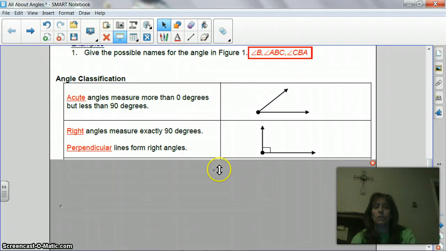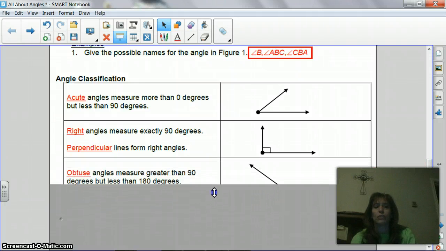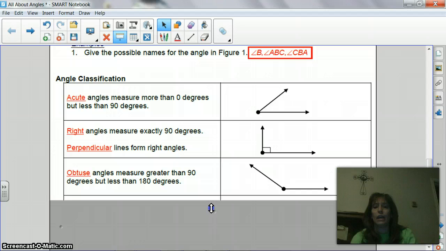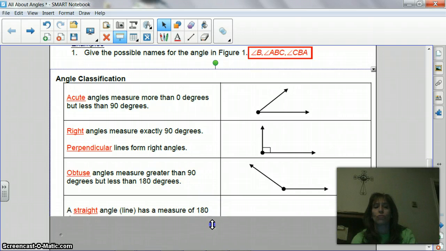Alright, let's keep going. The next one is an obtuse angle. And obtuse has to be more than 90 but less than 180. So that's obtuse. And then the last one in this set is called a straight angle.